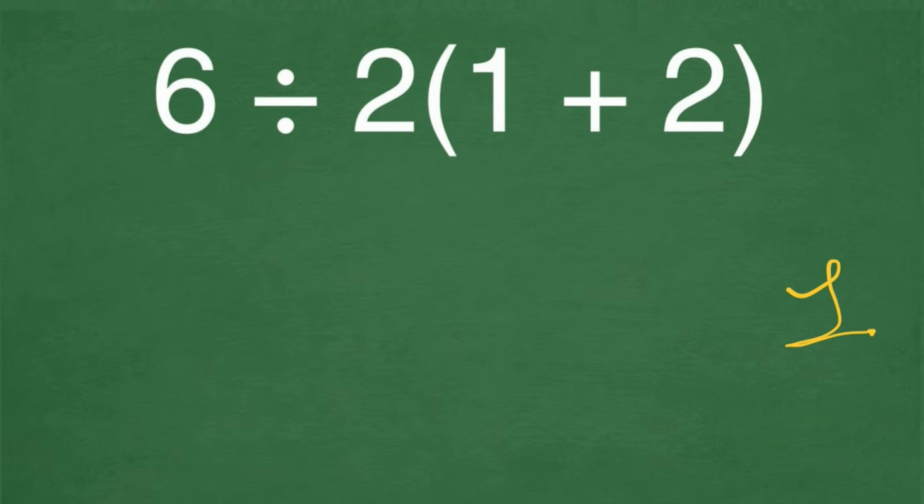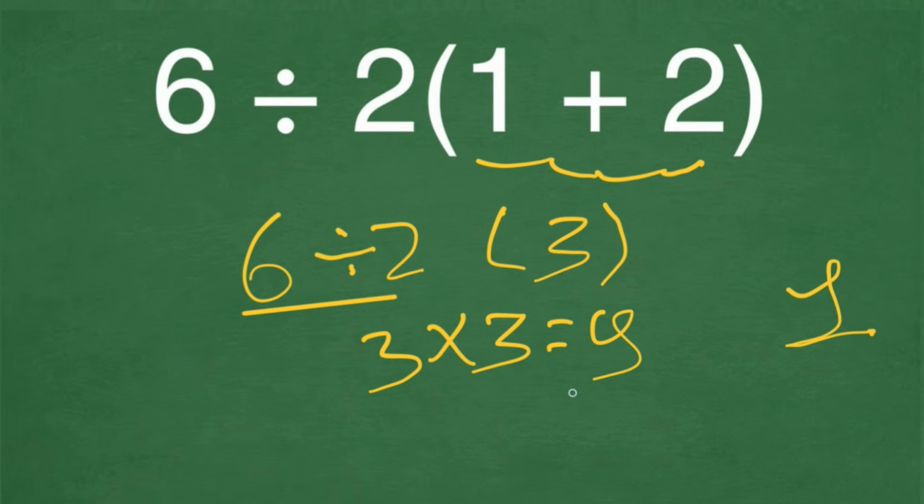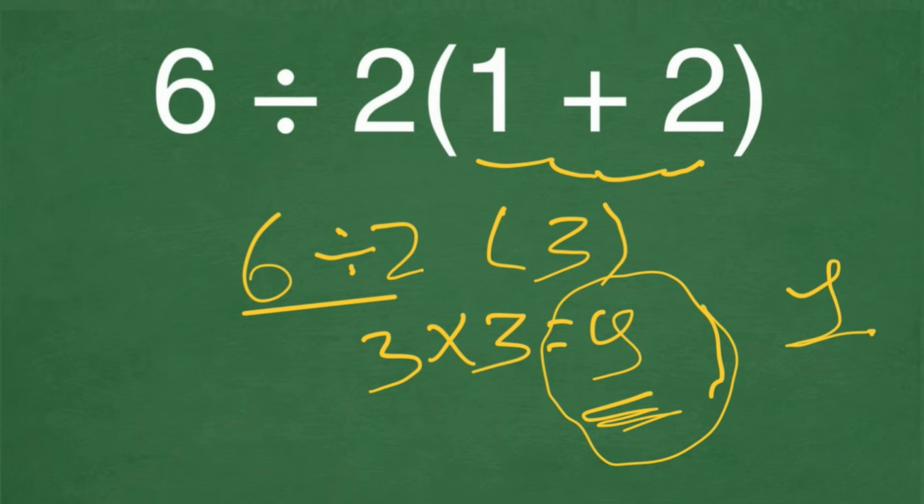Others solve this problem differently. So what they do is basically the same first step. They add 1 and 2, which is 3. And they do 6 divided by 2, parentheses, 3. So 6 divided by 2 is 3. And 3 times 3 is equal to 9. And they get the answer 9.